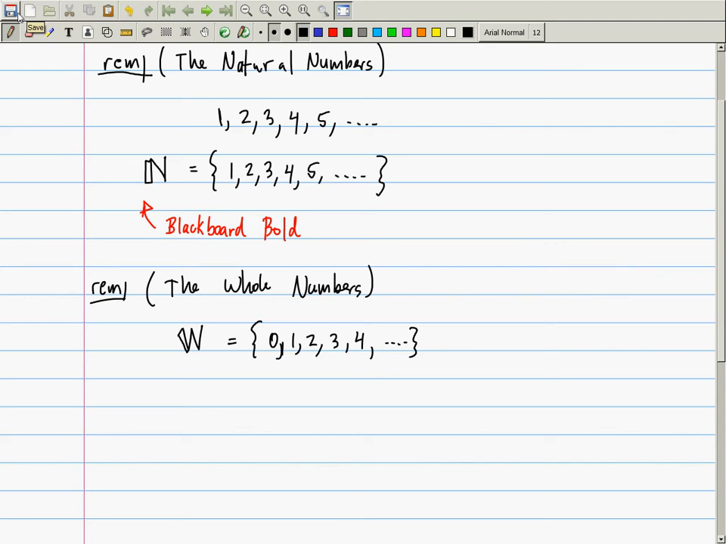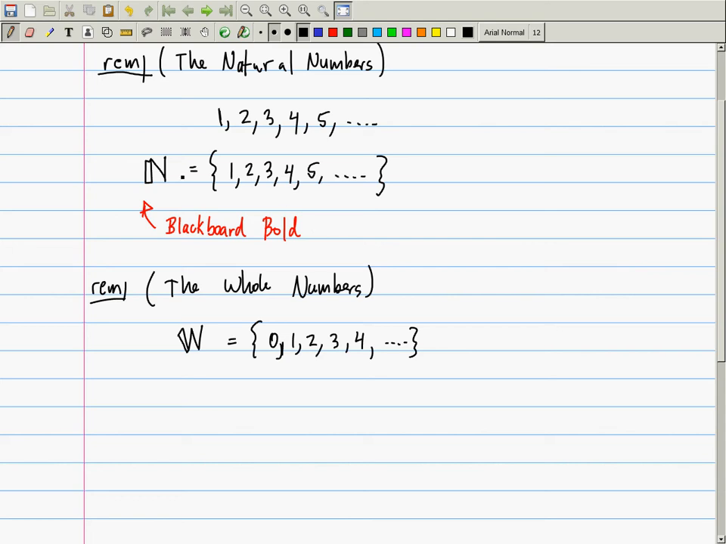I'm looking for a word that starts with S and ends with T. Subset. He got it. Okay, so now, subset. Someone describe to me the relationship between the natural numbers and the whole numbers using the word subset. So is this something that you've never heard of before? Never heard of before? Okay, so then let's look.